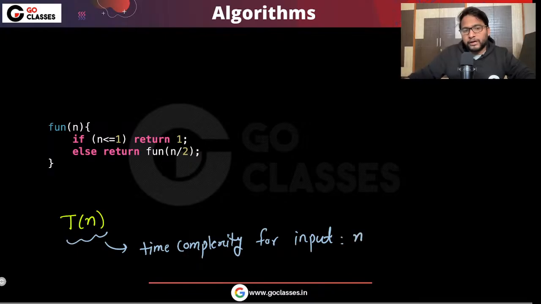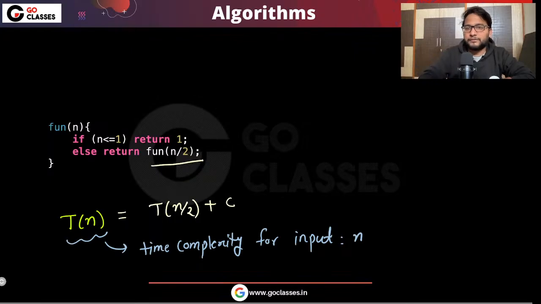Now how can you write it? Since this function is calling itself, initially you are calling with n, now you are calling with n by 2. So what will the time complexity relation be that you need to write? It will be T(n/2) plus some constant, isn't it? Let me know if that is fine.